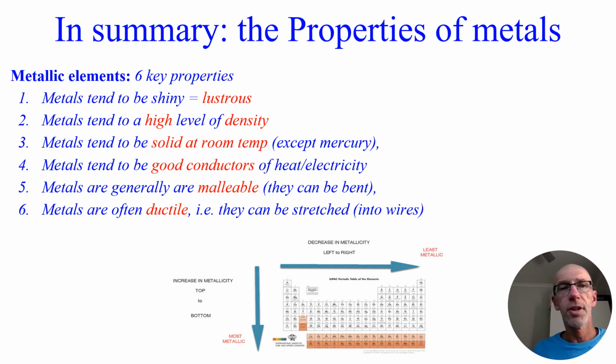Metals tend to be shiny, which means they're lustrous. They tend to have a much higher density in terms of the arrangement of the particles. They tend to be solid at room temperature, which is around 20 degrees Celsius. They're good conductors of electricity based on the transfer of the electrons in the valence shell to the adjacent atoms. They tend to be malleable, so we can easily bend them and change them into shapes, into pots and pans. They tend to be ductile, which means we can stretch them into wires.